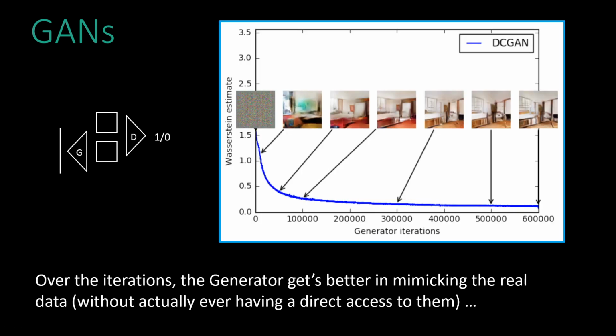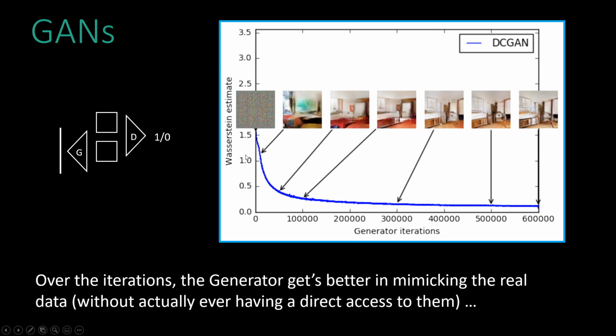So this is a visualization of training of some DCGAN, deep convolutional GAN, which is a relatively old model, but still. What happens is that over the training, over the iterations of the generator and the discriminator, the generator is getting better and better at creating images.